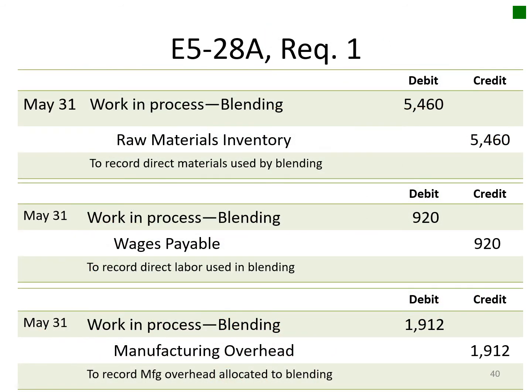So we're going to assume that you already have the answer to 5-27A, and then this is just walking you through the basic idea of the cost flow of the journal entries. Notice to requisition direct materials into blending or into production, you debit WIP and you simply credit raw materials. This is just like job costing. Direct labor, again, debit WIP, credit wages payable, or credit cash, however you want to do that. And then, of course, to allocate the overhead, again, you're going to debit WIP, credit manufacturing overhead. Notice these are exactly the same as you've already done. So really, this is review.